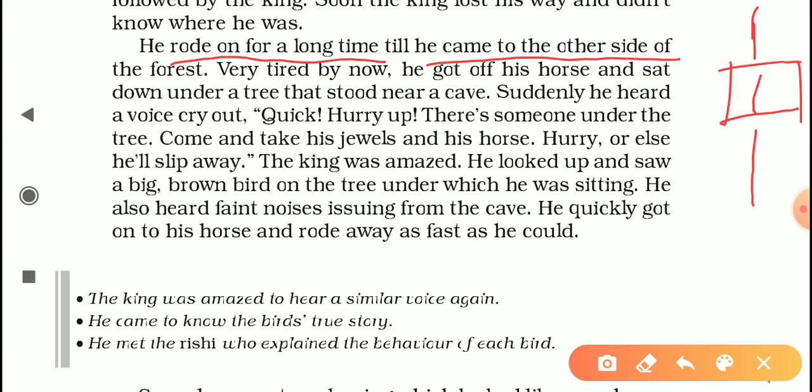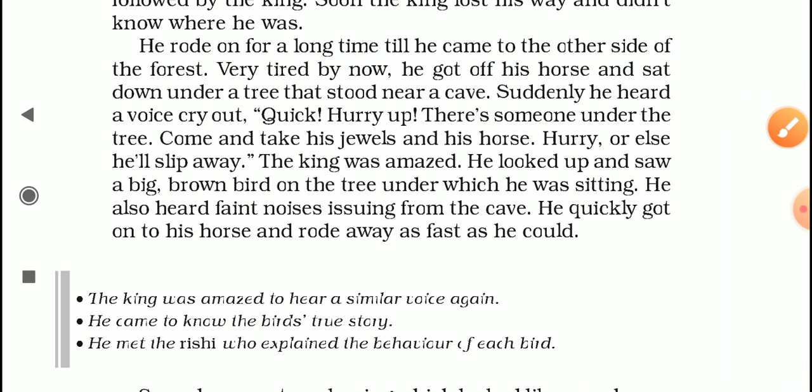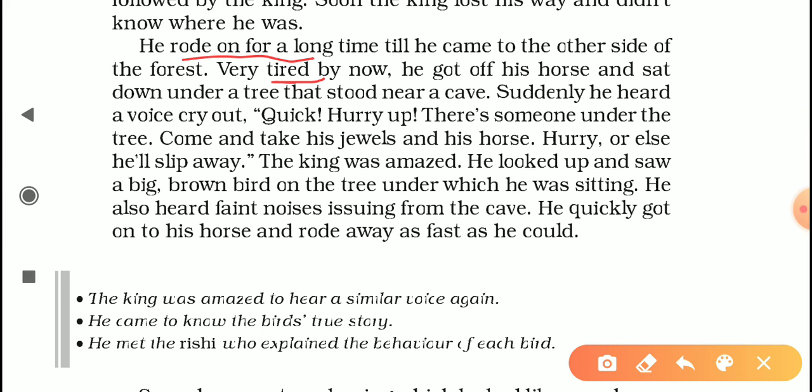And obviously he was very tired, since the morning he hadn't eaten anything and he rode for a long time. He got off his horse, so he came down off his horse and sat down under a tree. He was very tired, he could not ride his horse anymore. He sat down to rest.